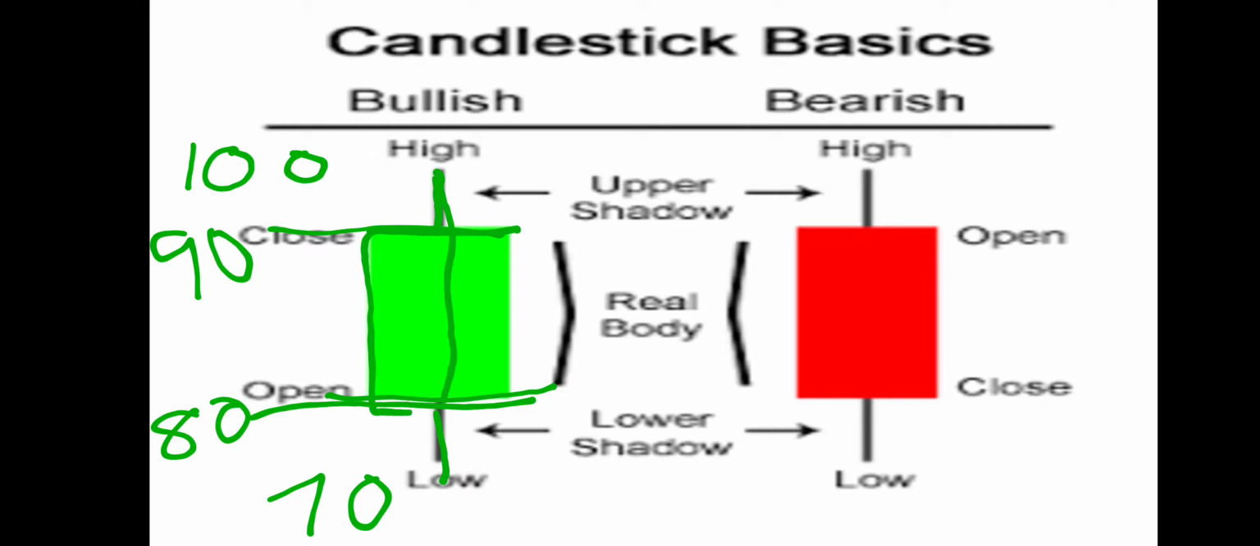Then this open and close become the body of this candle, and this lower part is the lower shadow and this is the upper shadow. You can also say the lower wick and upper wick.